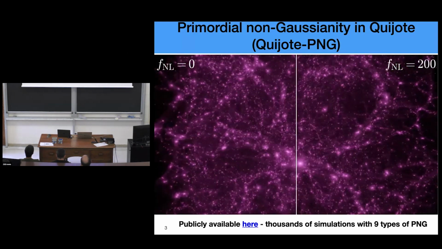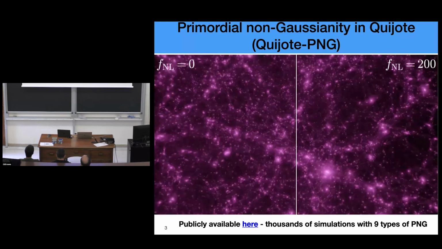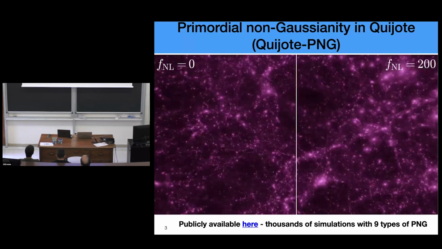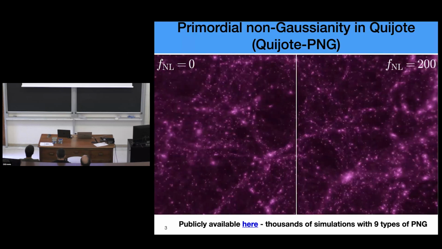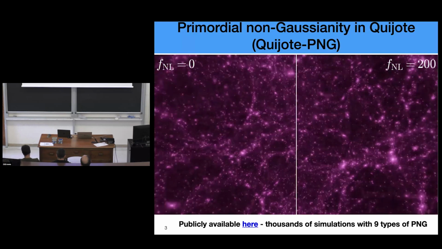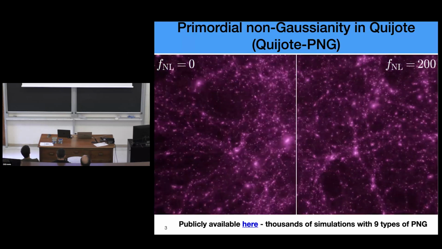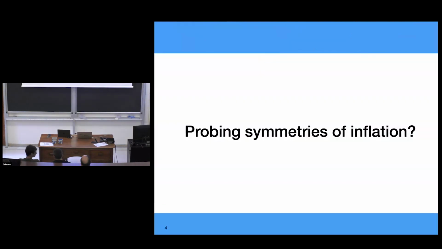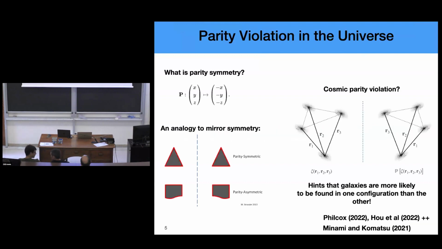And here's an example from one of our simulations where we have a Gaussian simulation on the left and f_NL of 200 of the local type on this other panel. So all of our data here is publicly available, and we've now done a whole host of different analyses, and I'd like to just talk about one in a little bit more detail. And this relates to using these types of simulations to hopefully probe the symmetries of inflation. And probably all of you are immediately thinking about this, which is now quite a hot topic, which is the idea of exploring parity violation in the early universe.